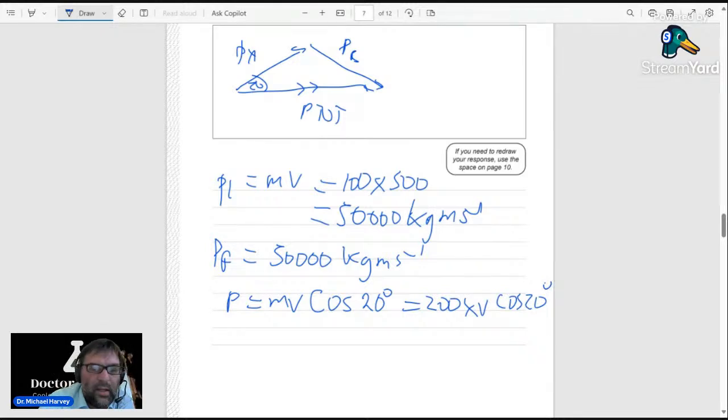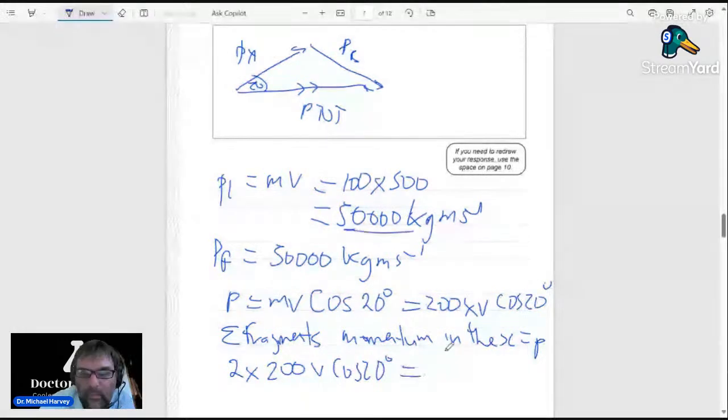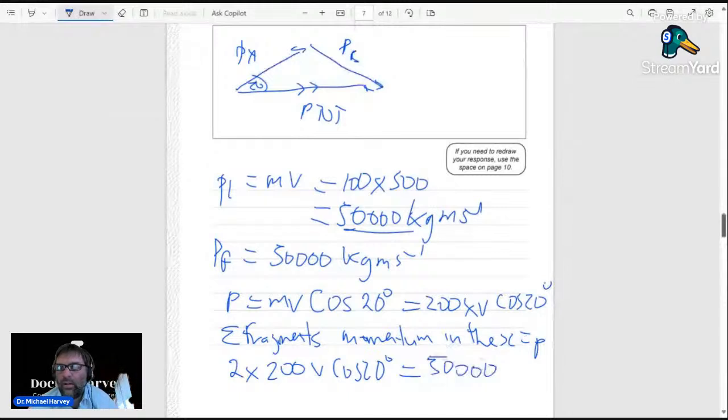So the sum of the momentum of the two fragments in the x direction equals p. So therefore 2 times 200 v cos 20 degrees equals your 50,000.